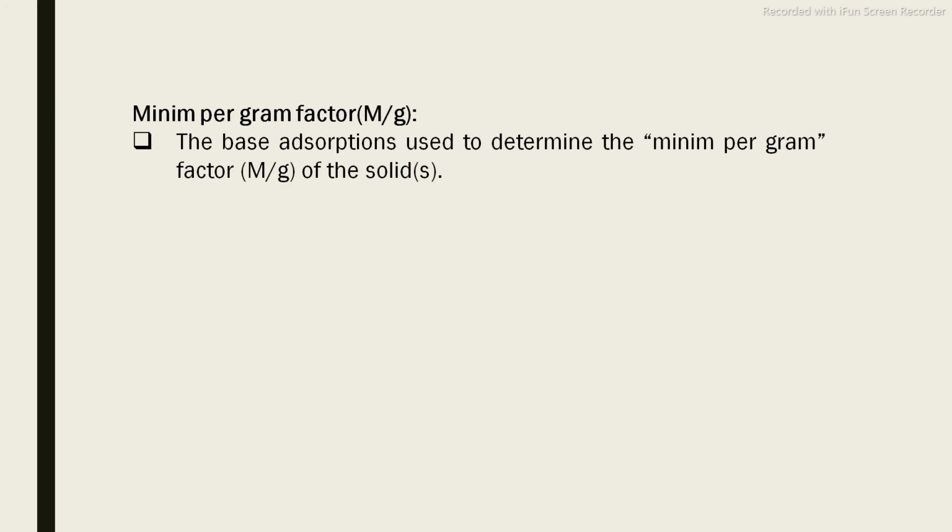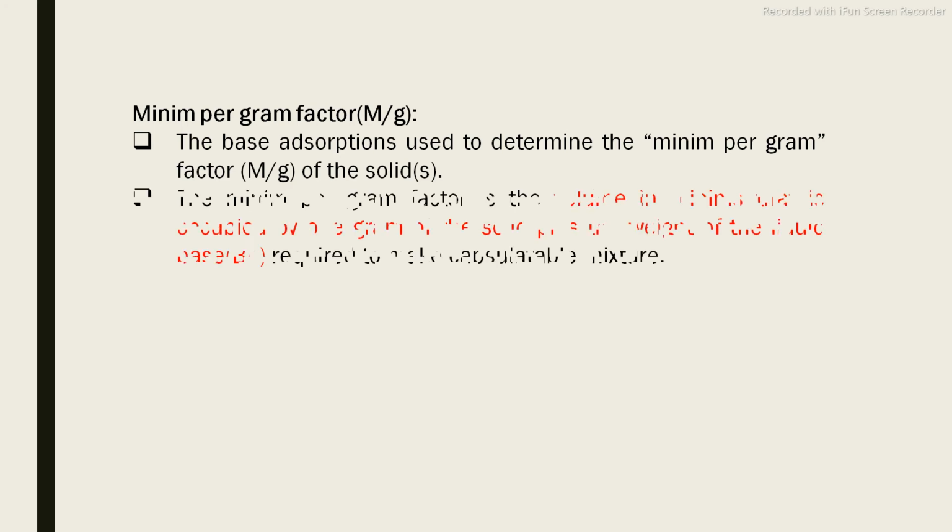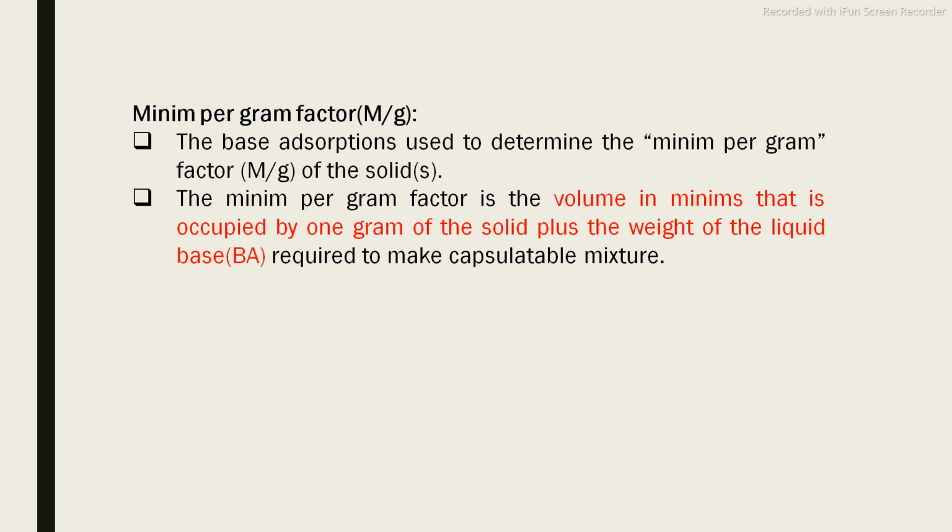Next, minim per gram factor, M per G. The base adsorption is used to determine the minim per gram. So volume in minims that is occupied by 1 gram of solid plus weight of liquid base, required to make capsulatable mixture. So we have seen that initially in small increments we are going to add the liquid base to the solid material, and finally whatever the specified volume you are getting, which is having the desired consistency, on the basis of that volume you can calculate the minim per gram factor.